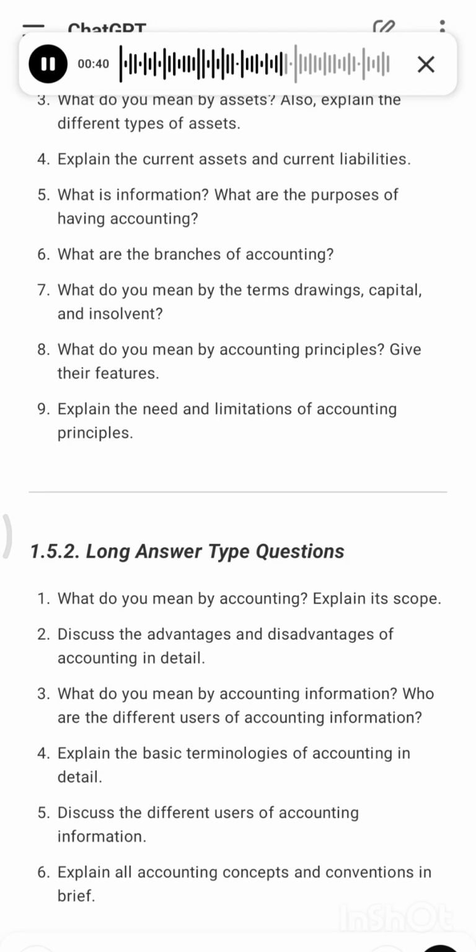Long answer type questions. 1. What do you mean by accounting? Explain its scope. 2. Discuss the advantages and disadvantages of accounting in detail. 3. What do you mean by accounting information? Who are the different users of accounting information? 4. Explain the basic terminologies of accounting in detail. 5. Discuss the different users of accounting information. 6. Explain all accounting concepts and conventions in brief.